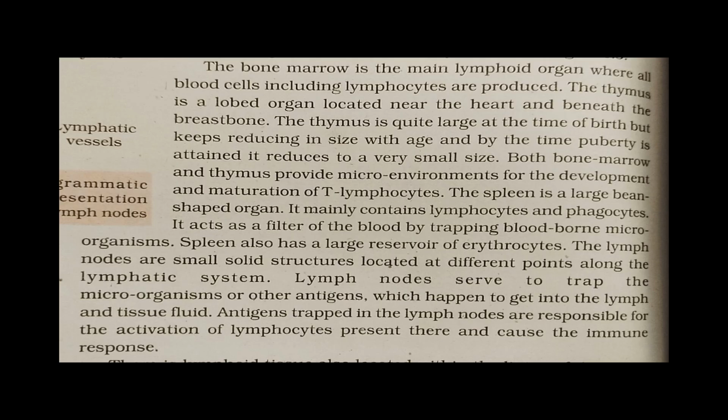The bone marrow is the main lymphoid organ where all blood cells including lymphocytes are produced. The thymus is a lobed organ located near the heart and beneath the breastbone. The thymus is quite large at the time of birth but keeps reducing in size with age, and by the time puberty is attained it reduces to a very small size. Both bone marrow and thymus provide microenvironments for the development and maturation of T lymphocytes.